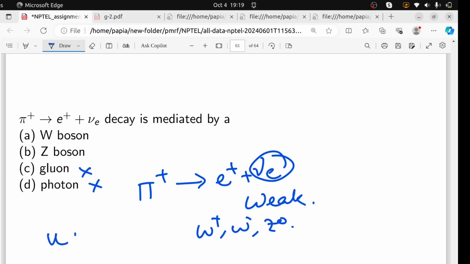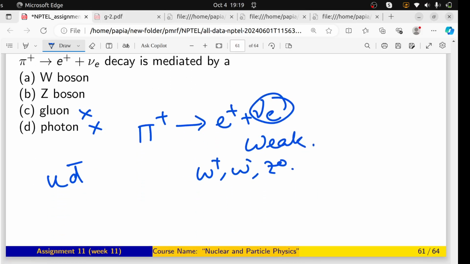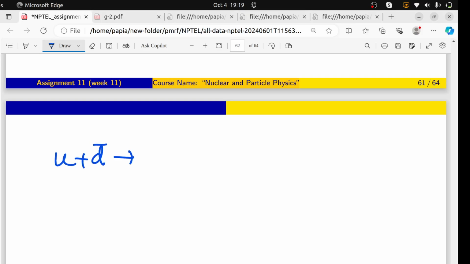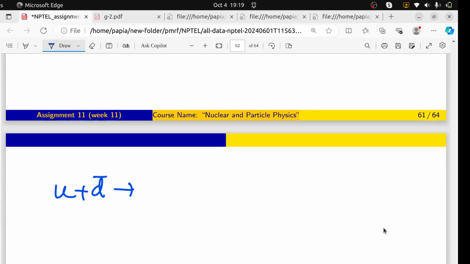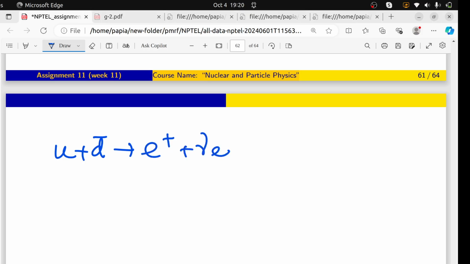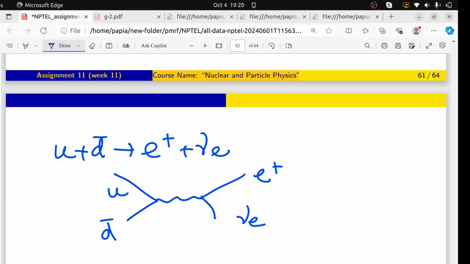π+ means u d̄. So, let me write here u plus d̄ going to, what is there? e+ ν. Okay? So right now I am writing here u, d̄, then something will be there, e+ ν. It can be possible via W. How? See, this is W−, let's say, and this is coming, and this is going. Let's say W+. And it is 2/3. u is 2/3, right? And this is also coming. So 2/3 minus of minus, that means plus 1/3. So it is 1. And W+ is also 1.